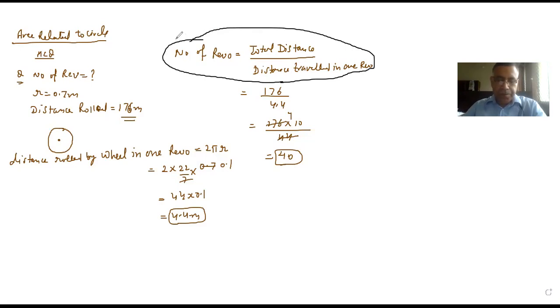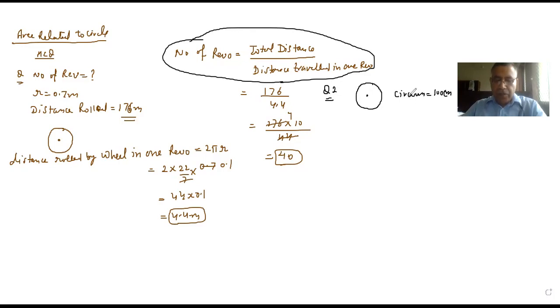Next is question 2 of area related to circle. The circumference of the circle is 100 centimeter. This is the circumference of the circle. This is a circle. Hundred centimeters.